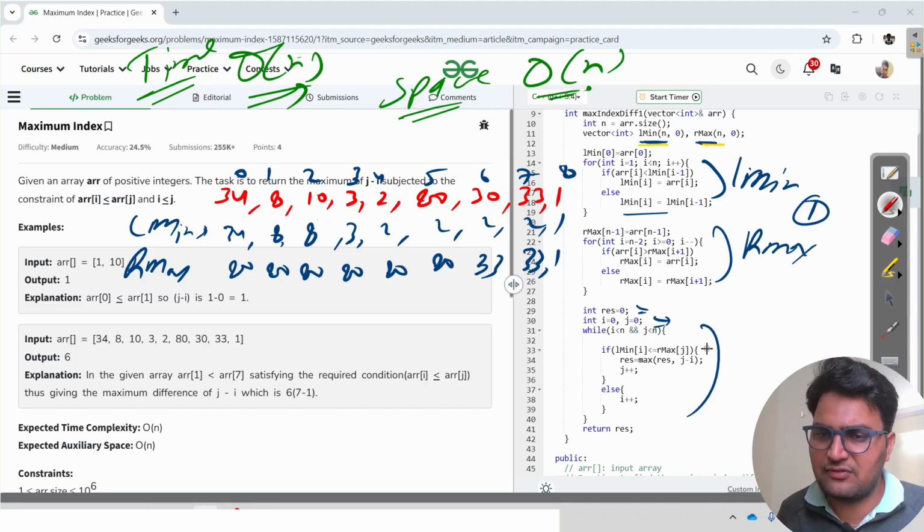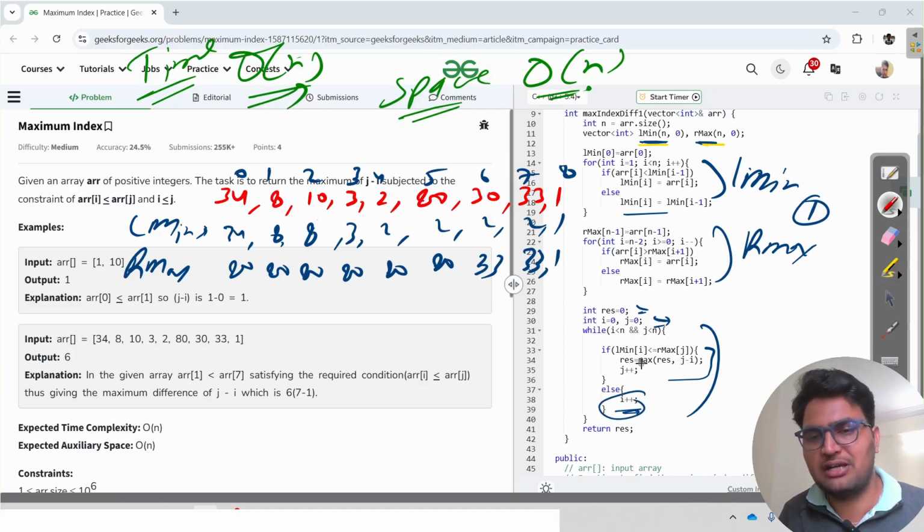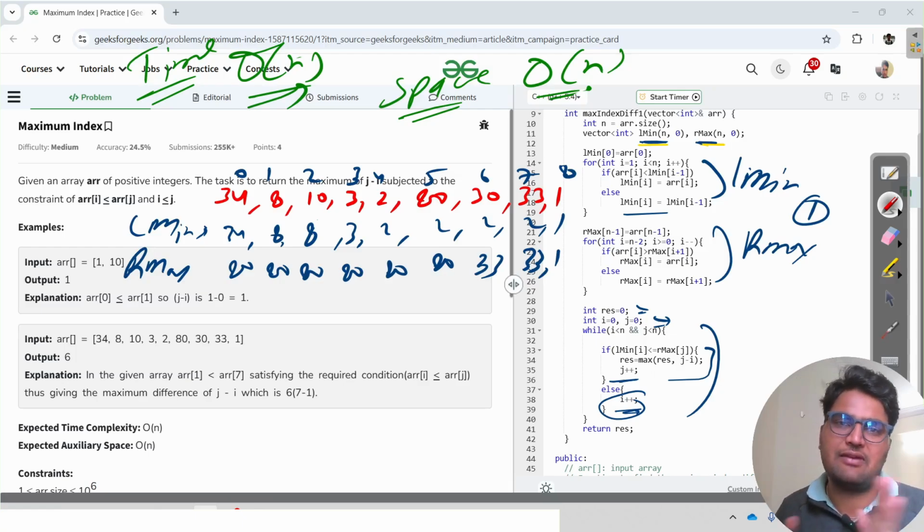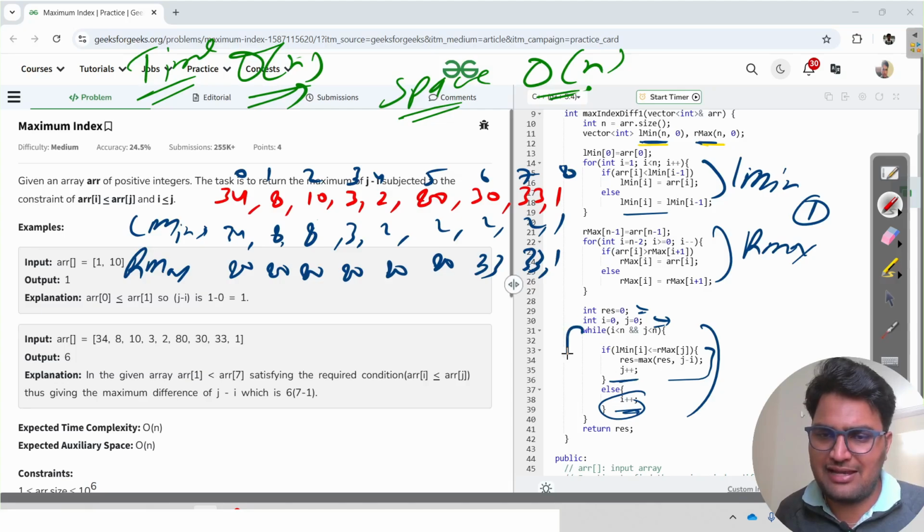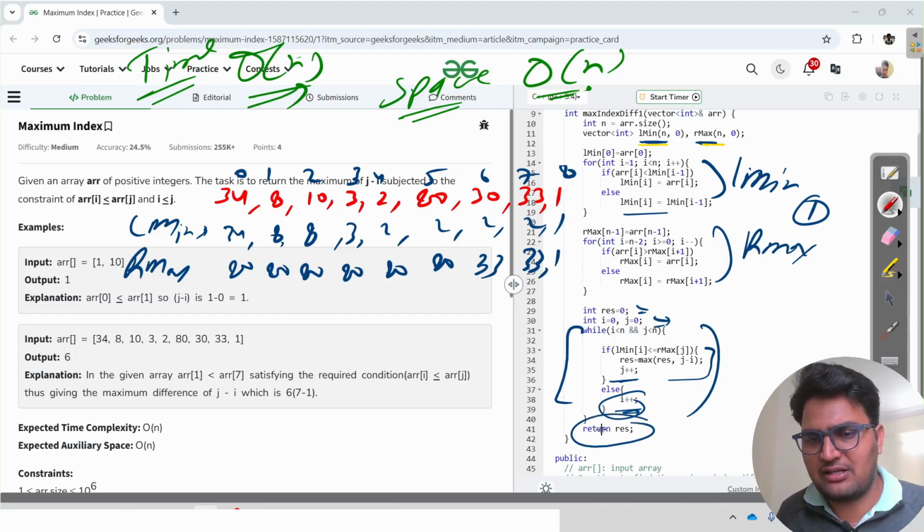Else, if this condition is false, then I will increase i. It means I am minimizing the window, and when I increment j, I maximize the window. That is what I am doing here. And this is the while loop. Once we are out of this while loop, it means one of the arrays has ended, and then I will return the result. I hope you understood the code.